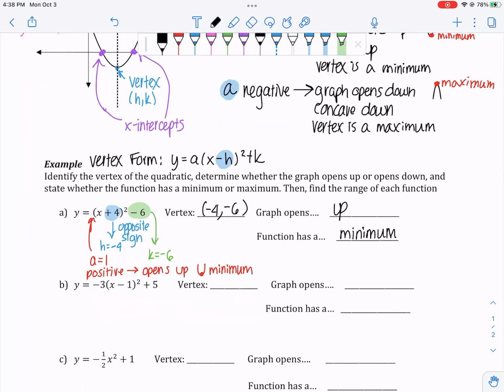Let's look at this next one. Here, the a value is -3. That's a negative value. If a is negative, it means the graph opens downward. If it opens downward, that means that the function has a maximum. So it opens down. It has a maximum.